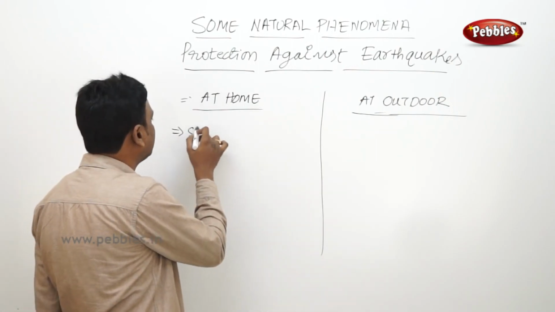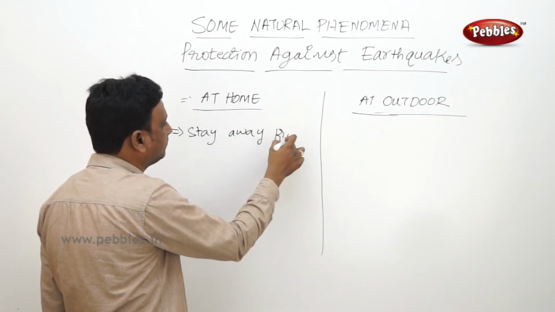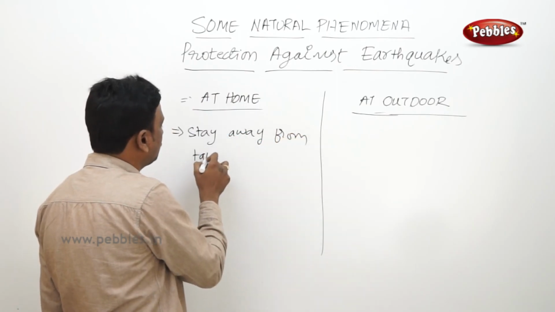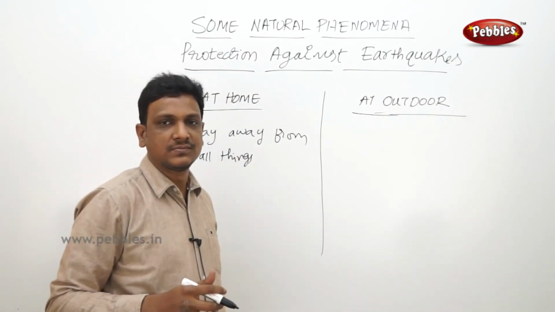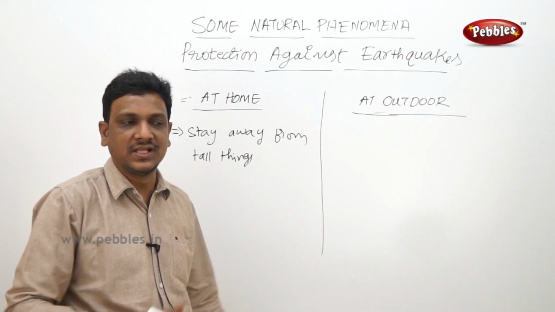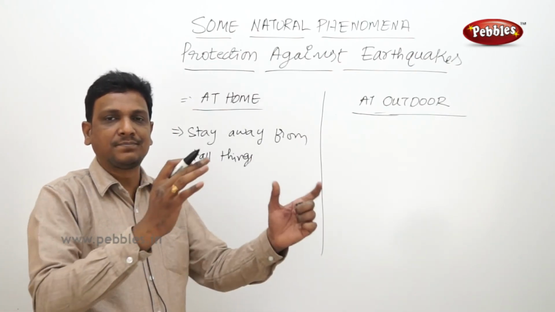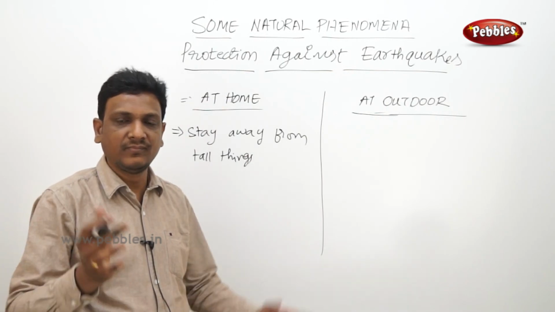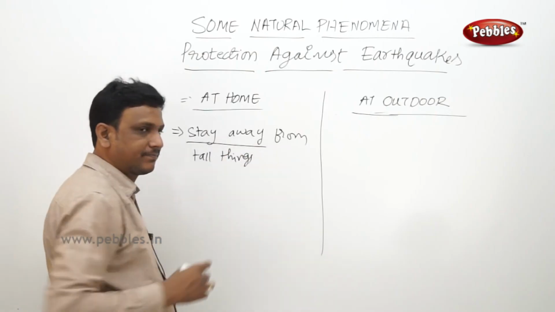First thing is, stay away from tall things. Tall things like cupboards, almirahs, shelves, they may fall on you, right? And the objects that are kept on the shelves, they may fall on you. So you have to stay away from all this carefully.